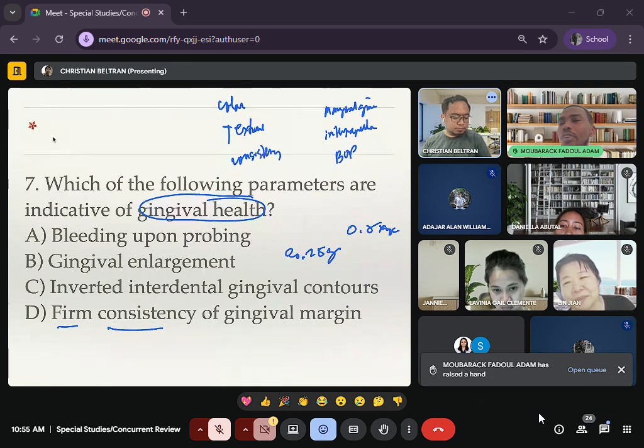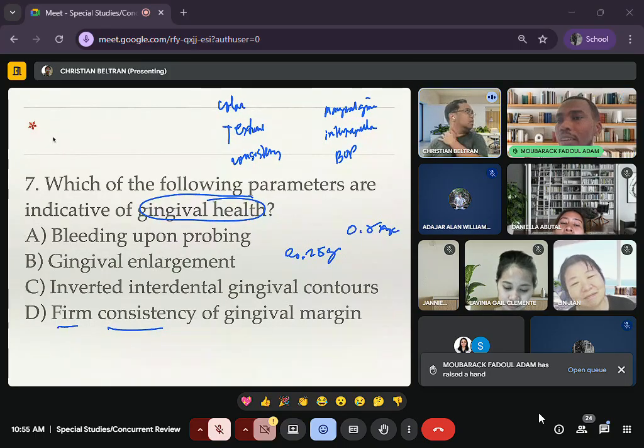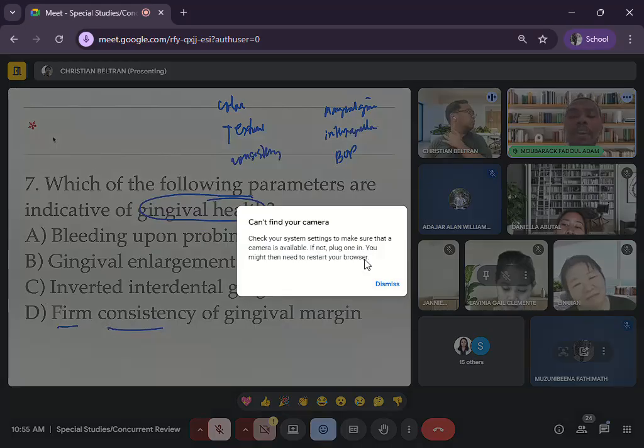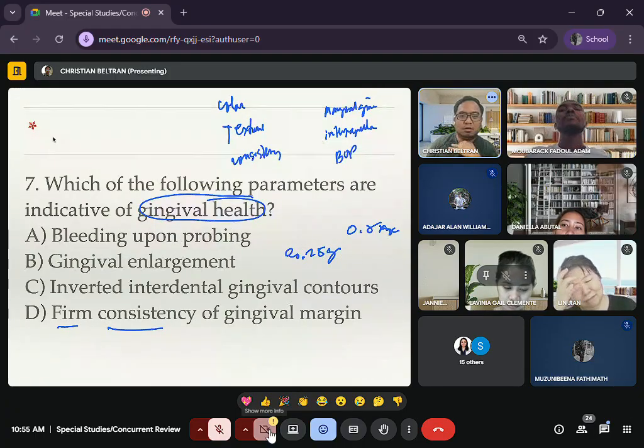For consistency, can it be bulbous for the inflamed gingiva? No. Instead of spongy, when you say bulbous, you're talking about the shape. It's not about consistency.